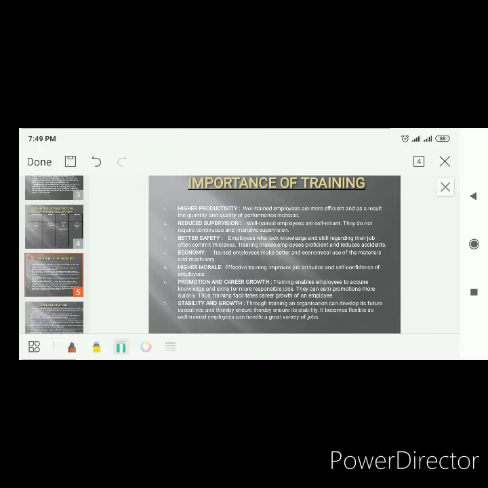Point number 2, reduce supervision. What do you understand by the word reduce supervision? You know what? When an employee is trained properly, you don't need to supervise him, because well-trained employees are self-reliant. You don't need to check them again and again. You don't need to explain things again and again, because they are self-reliant. They can do things on their own. They do not require continuous and intensive supervision.